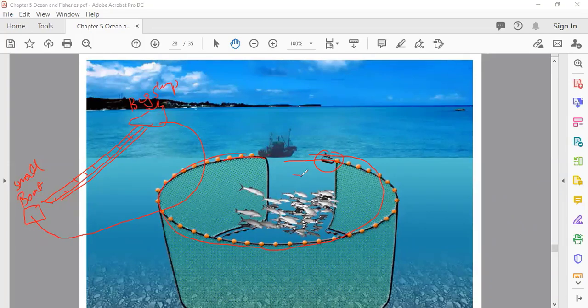They trap the fish inside here when the ship is trapped. The fish are trapped inside here. So it means that they close it from this side like this, and then they will pull it. So that is the seine net.